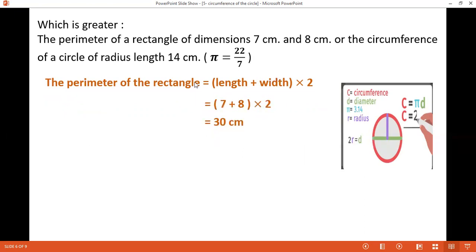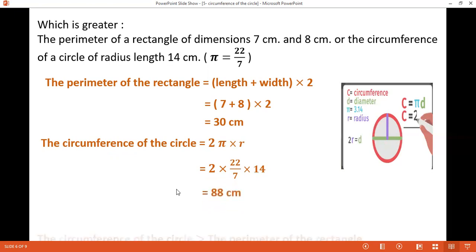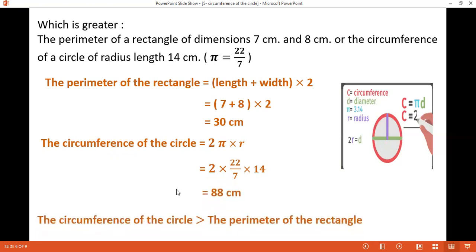And then the circumference of the circle. This is the radius, so the rule I'm going to use is 2 pi r. Okay, 2 multiplied by 22 over 7 multiplied by 14. The answer will be 88 centimeters. So which one is greater? The circumference of the circle.